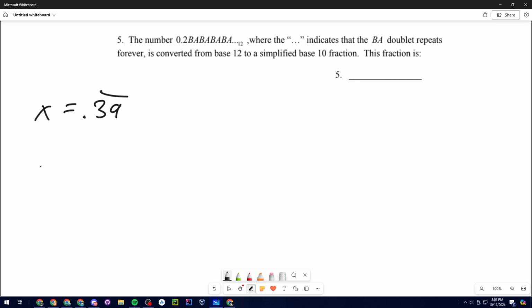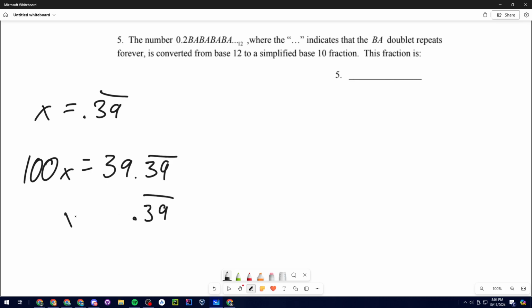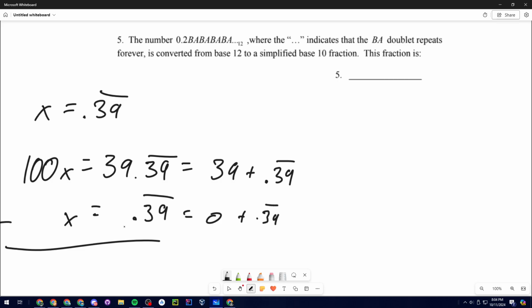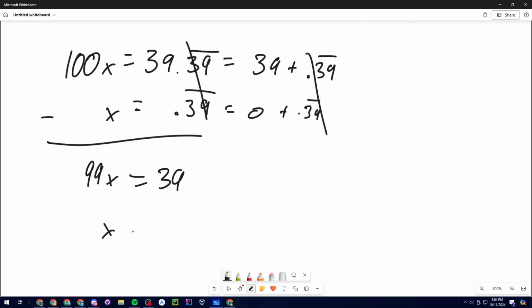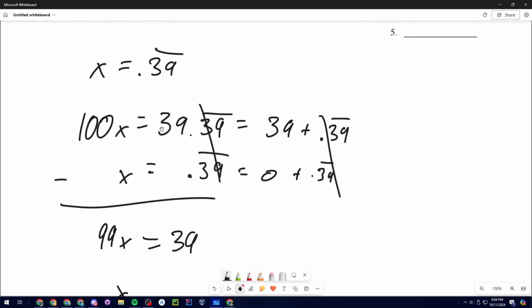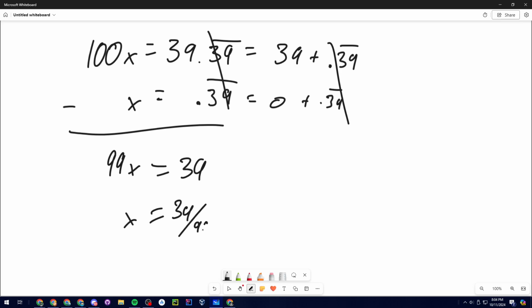You let this equal x, right? Then multiply it by 100, so you shift it two digits to the right. It's a pretty intuitive method because now if you subtract them, this is equal to 39 plus 0.39 repeating, and this is equal to 0 plus 0.39 repeating. Subtracting the two cancels these out, so you're left with 99x. 100x minus x is 99x, which is equal to 39. Therefore, x is equal to 39 over 99. Very, very cool.